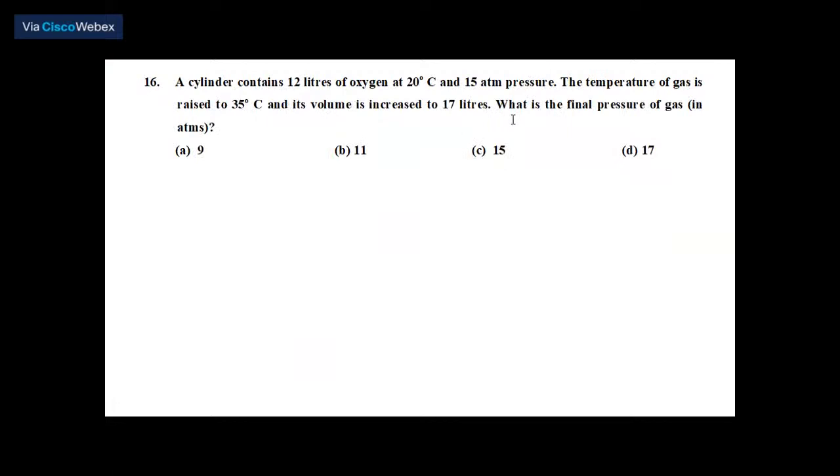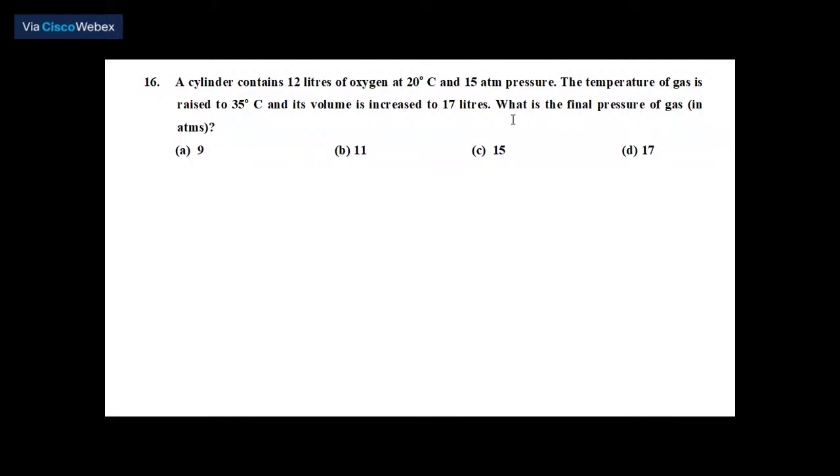A cylinder contains 12 liters of oxygen at 20 degrees Celsius and 15 atmospheric pressure. Volume is given, initial temperature is given, initial pressure is given. The temperature of the gas is raised to 35 degrees Celsius. Volume is increased to 17 liters. What is the final pressure? New temperature is given, new volume is given. We need to find the new pressure.